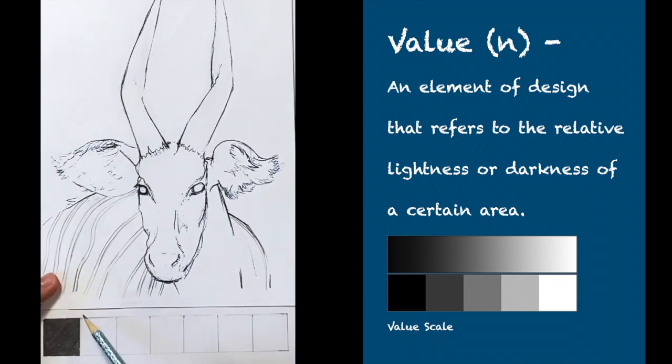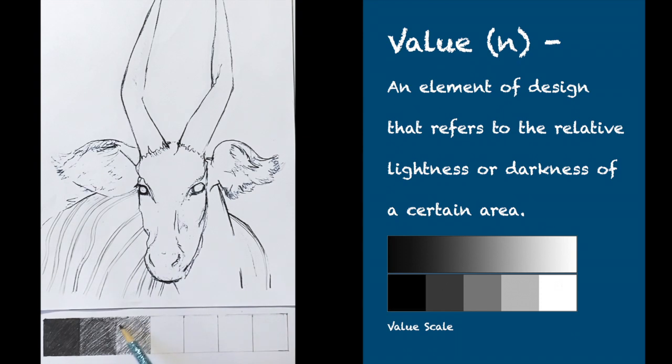First, let's define value. Value is an element of design that refers to the relative lightness or darkness of a certain area. You may have been asked by me or another art instructor to create a value scale before, and if so, you know what's coming next. Creating a value scale helps you practice changing the amount of pressure you're using on your pencil so you know how much pressure you'll need to use to create lighter or darker areas of your composition.